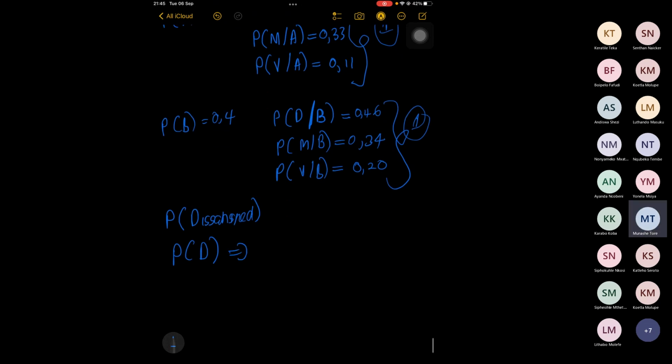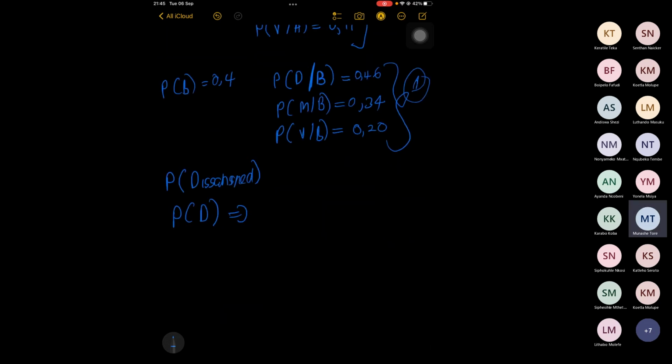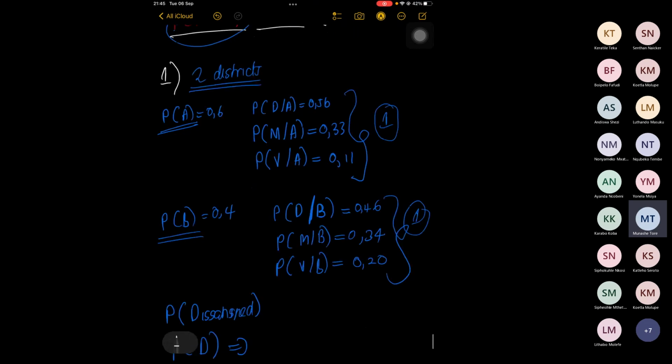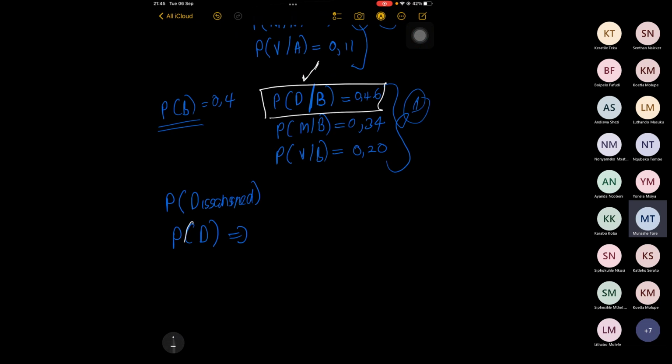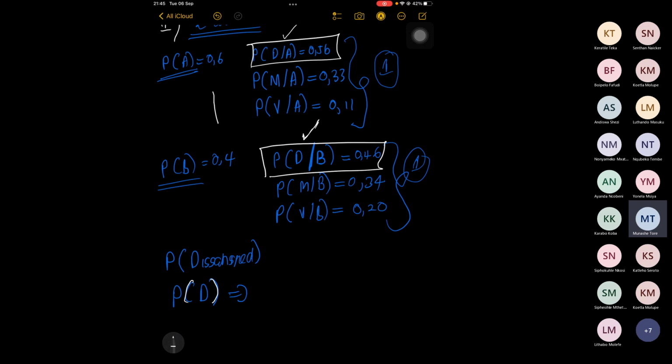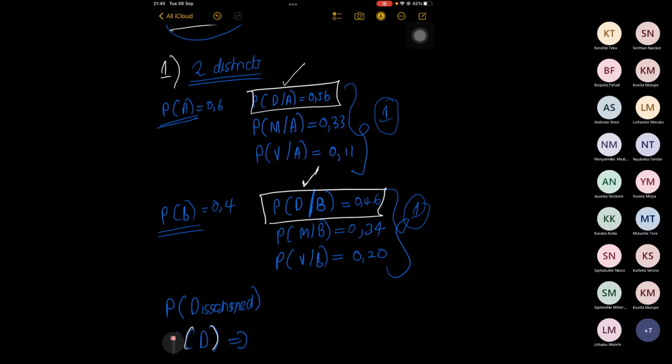In this case, what does this imply? We have two cases from which the dissatisfaction can come. The customer is dissatisfied with the call and it's coming from A, or the customer is dissatisfied whilst the call is coming from B. Please keep that in mind, because from what we're told, the customer can be dissatisfied given that it's coming from A, and also dissatisfied given that it's coming from B. So to calculate the probability of being dissatisfied, you have to account for calls coming from A and also from B. How do you account for this?